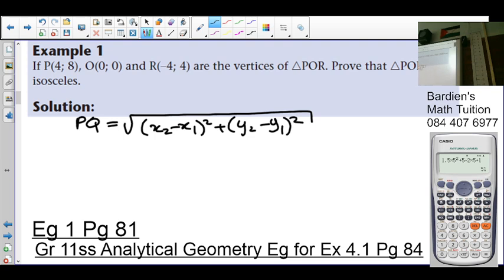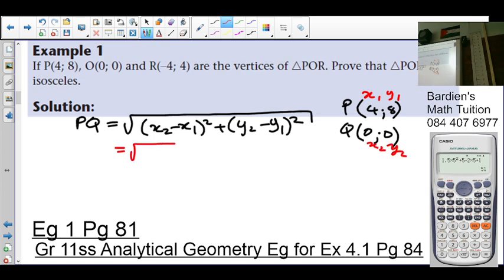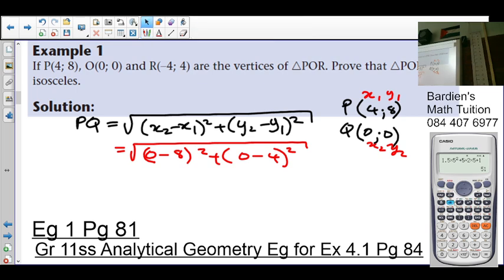So we're going with P, (4, 8). Q, of course, is (0, 0). If I make this x1, that will be y1, this will be x2, y2. So that gives us the square root of 0 minus 8 squared plus 0 minus 4 squared. Put that in the calculator. The square root of 8 squared plus 4 squared gives us 4 root 5.